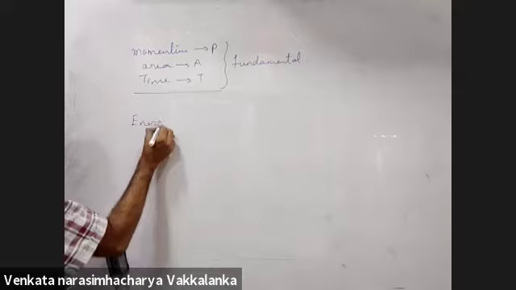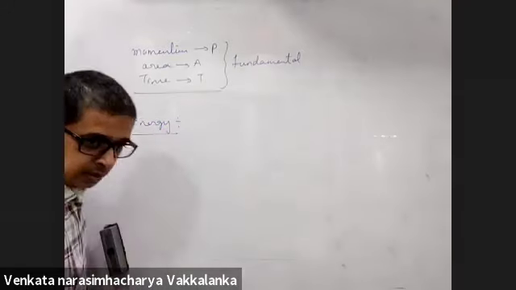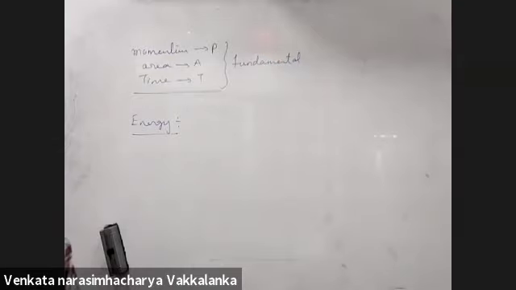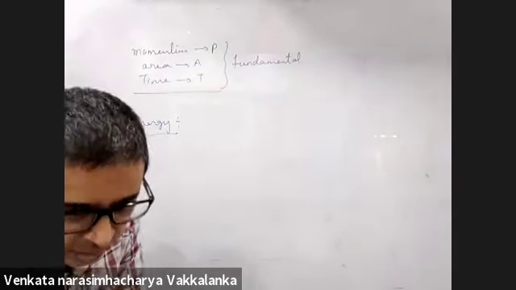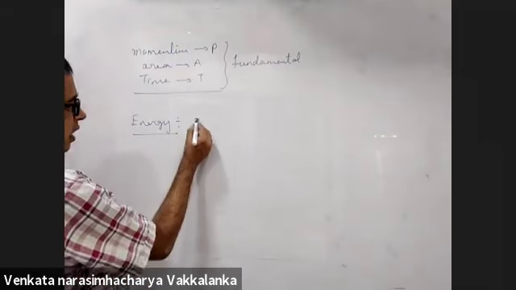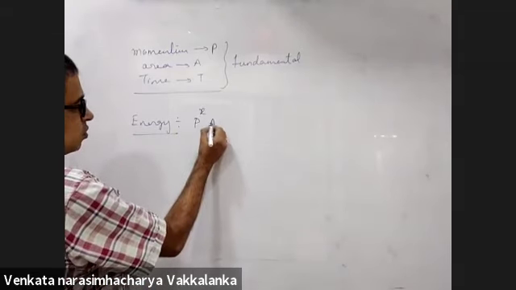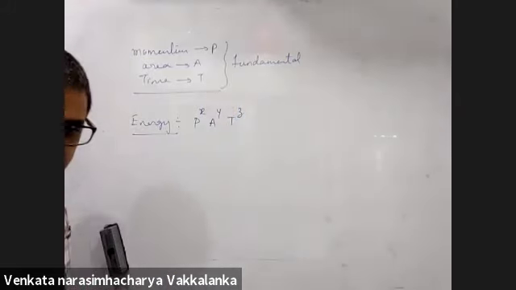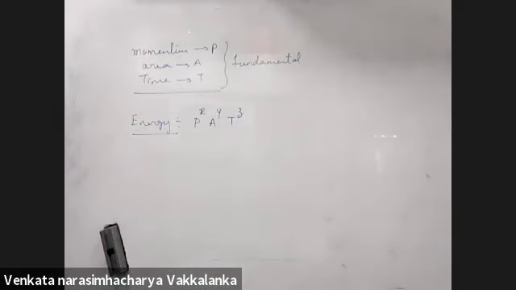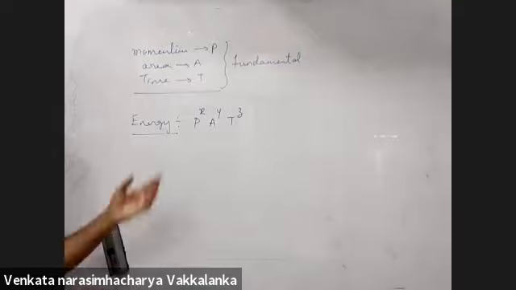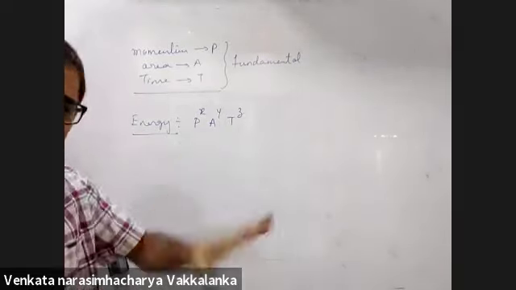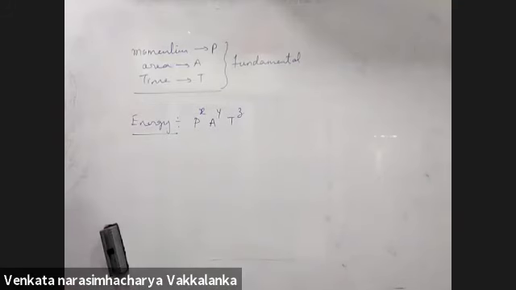They are asking the dimension of energy. Will you do it or should I? For uniformity, I'll tell you one thing. Energy, I will take P to the power x, A to the power y, T to the power z. If somebody takes P to the power z, A to the power y, T to the power x, we have no issue with that. Just for uniformity in the class, we said we'll do it.